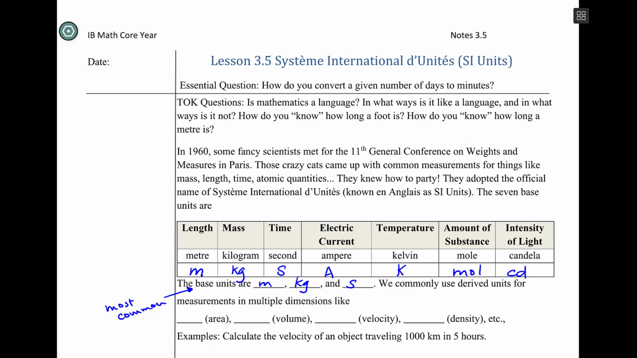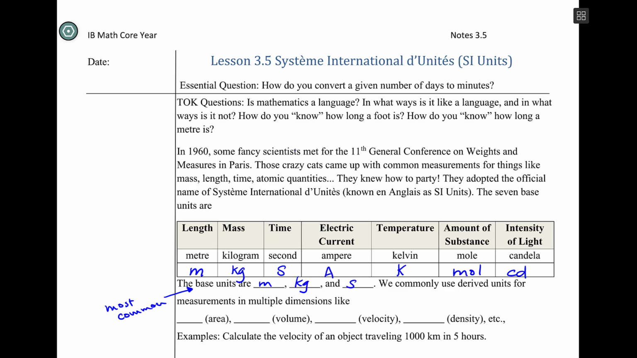So, we'll start off with a TOK question. I want you to think about this for a moment. Is mathematics a language? In what ways is it like a language? And in what ways is it not? How do you know how long a foot is? How do you know how long a meter is?